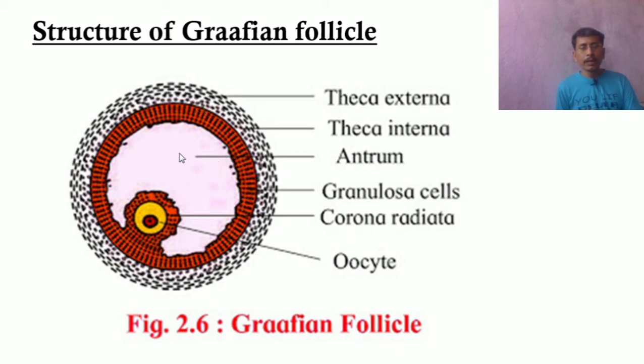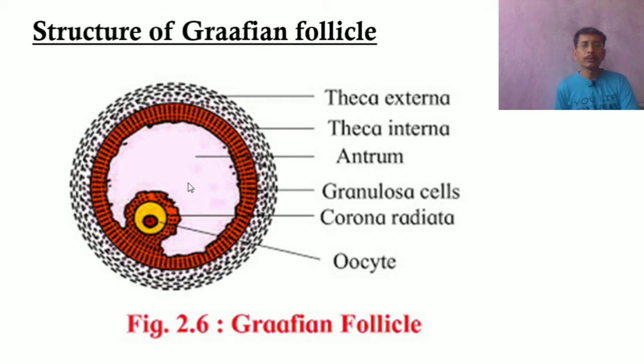Now the gap present between this oocyte and the granulosa layers, this gap or space, is known as the antrum, and this antrum contains fluid. That fluid is known as liquor folliculi. Now that is the simple structure of the graafian follicle. These are mature graafian follicles.